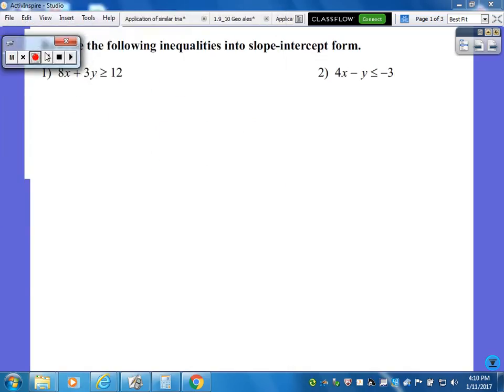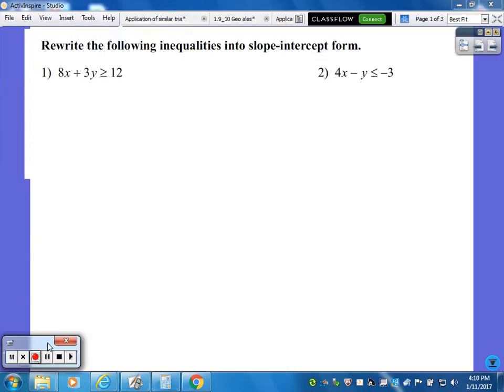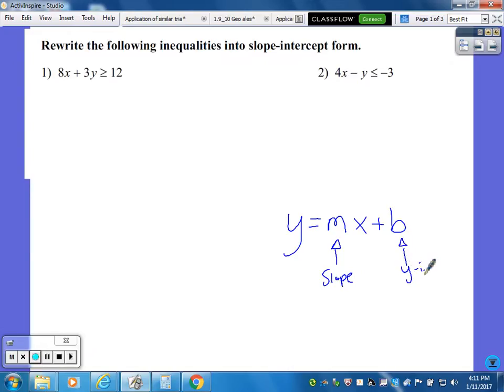Alright, this one's all about rewriting inequalities into slope-intercept form. Just to review, that is y equals mx plus b. That is slope-intercept form. It is named because it tells you the slope right here in front of your x, and it tells you your y-intercept right here, the thing added on after your x, the plus b, so y-intercept.